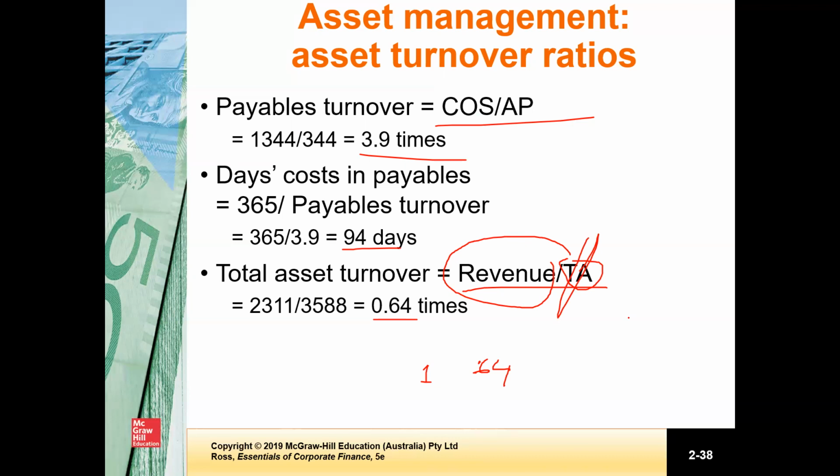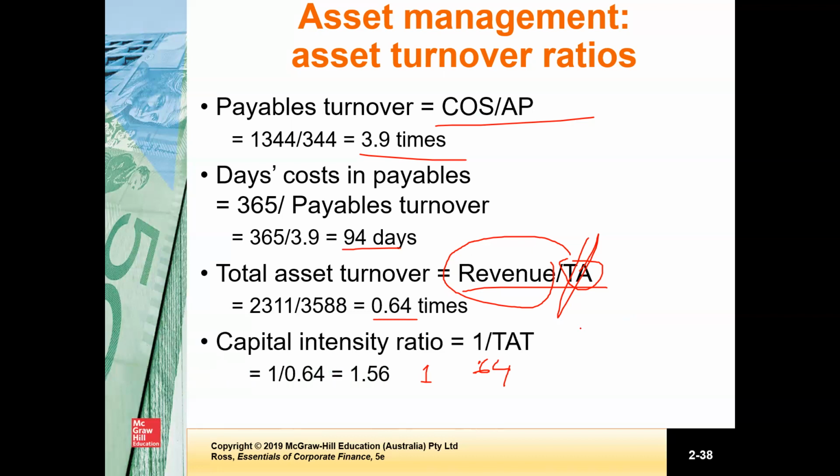So a low turnover ratio may seem bad, but sometimes it could be indicating the opposite. A company that just purchased a large equipment may have a lower turnover ratio. But that might indicate that it will increase in the future. Capital intensity ratio is 1 divided by total asset turnover.